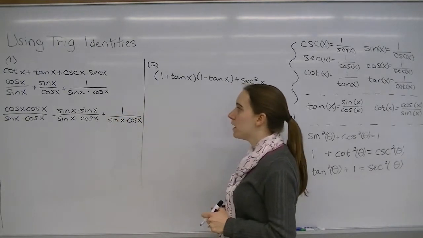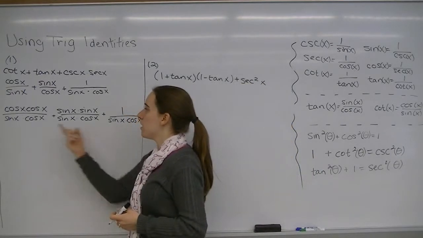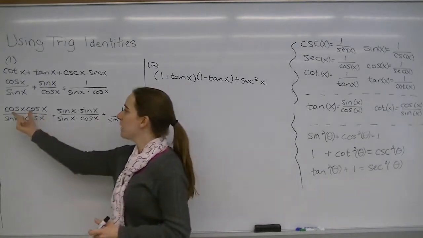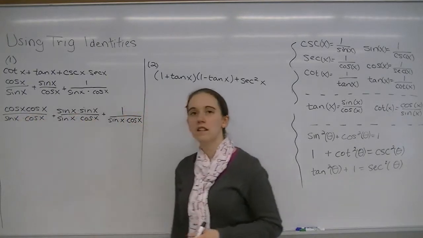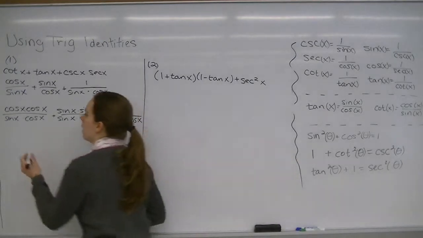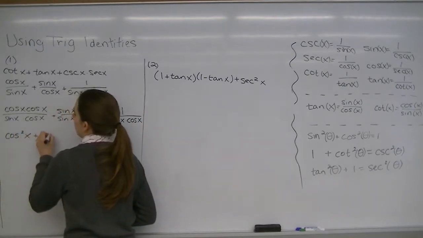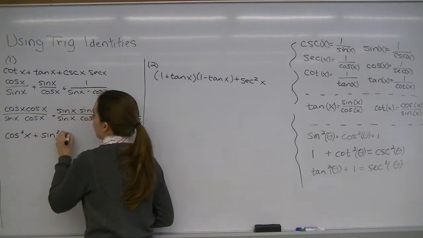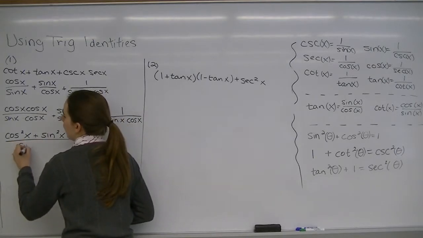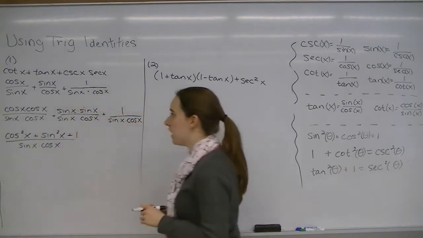Okay. Well, let's see if I can simplify. First of all, we do have a common denominator now, so I can add these three fractions together. Also, cosine x times cosine x and sine x times sine x can both be simplified and written as squares. So I get cosine squared of x plus sine squared of x plus 1 in the numerator all over sine x times cosine x in the denominator.